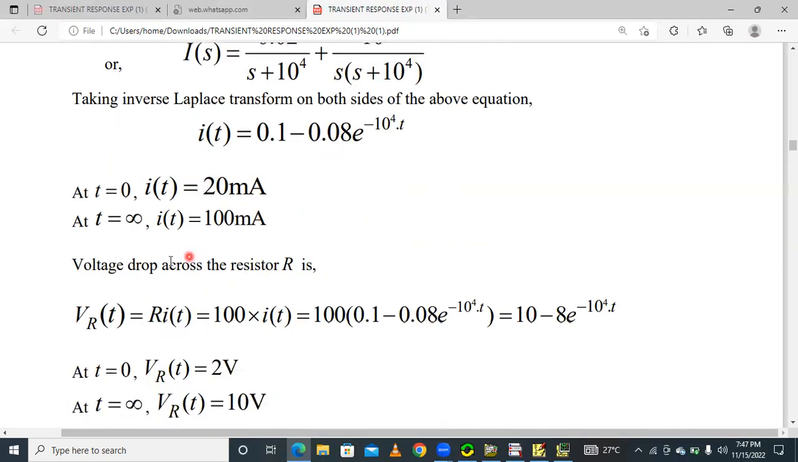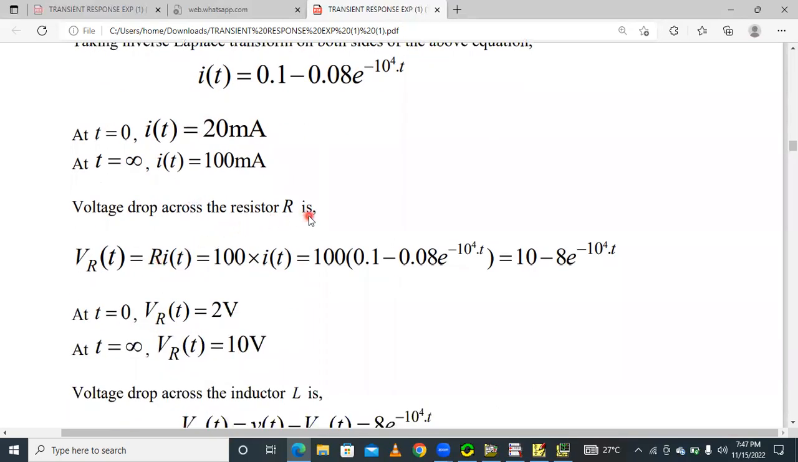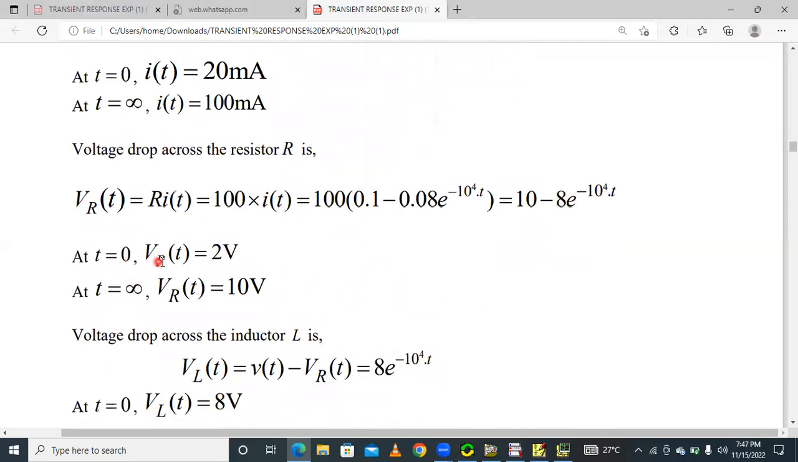And then next, the voltage drop across the resistor R. VR of t is nothing but R into I of t. This is the expression for I of t. Then R into I of t is 100 into 0.1 minus 0.08 into e to the power minus 10 to the power 4 into t. Simplify and we will get 10 minus 8 into e to the power minus 10 to the power 4 into t. So substitute t is equal to 0 here also, then VR of t is equal to 2 volts.